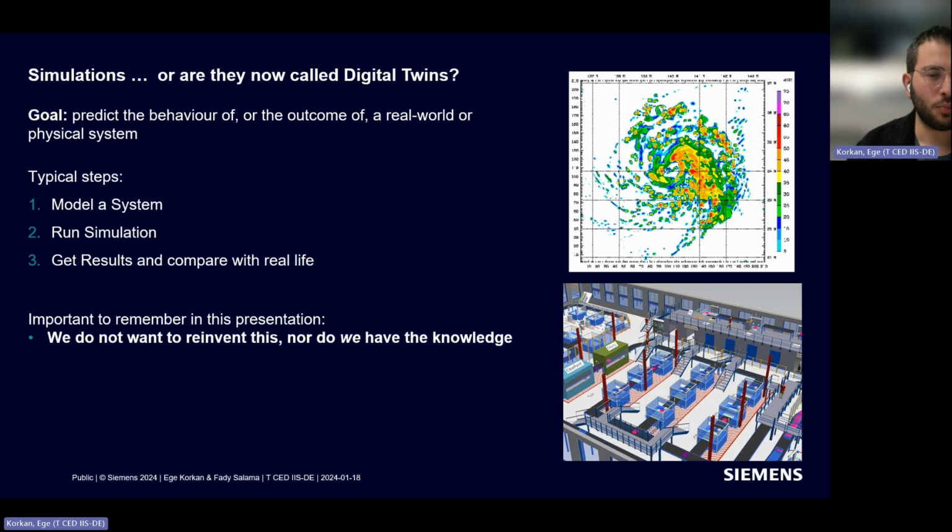And very importantly, neither me, Fady, nor anybody in my immediate vicinity is a simulation expert. So we do not want to reinvent how simulations are done, nor do we have the knowledge. But of course, Siemens, among many others, have very sophisticated simulation software, and there's no way we want to reinvent such stuff. So with such software, for example, on the right-hand side, you can simulate how a factory works, and you can plan ahead.